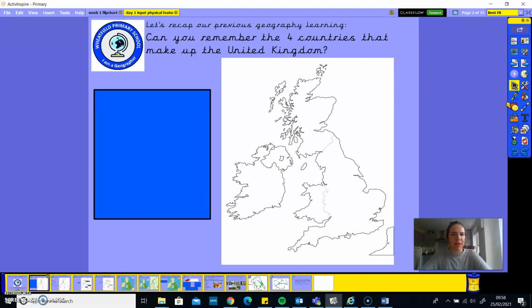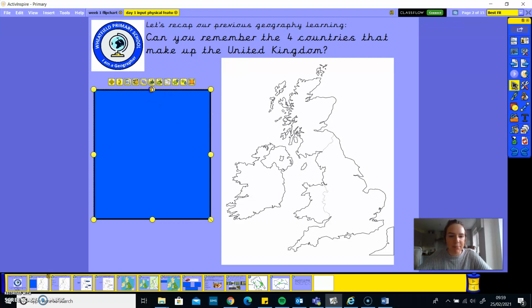So can you remember the 4 countries that make up the United Kingdom? One of them is the country that we live in, so that is your clue. Have a think. I am going to give you 30 seconds to see if you can remember the 4 countries that make up the United Kingdom. Okay, let's have a look then.